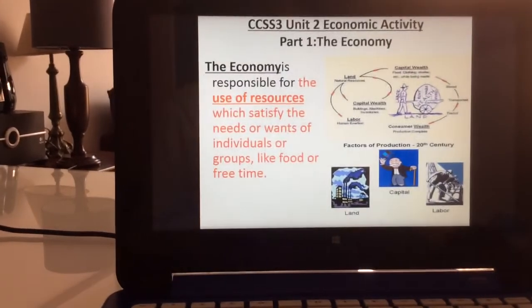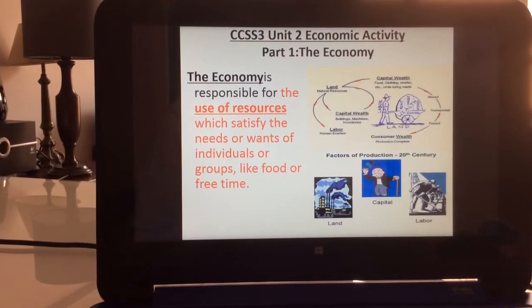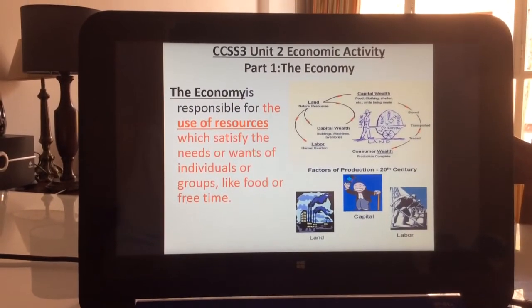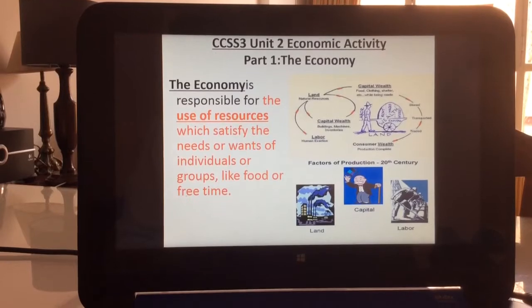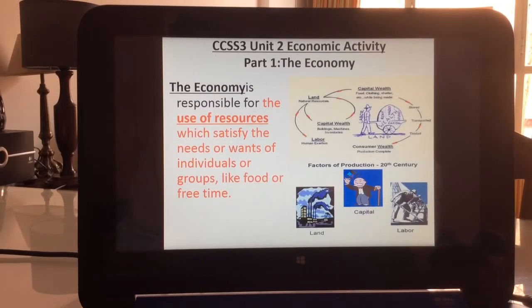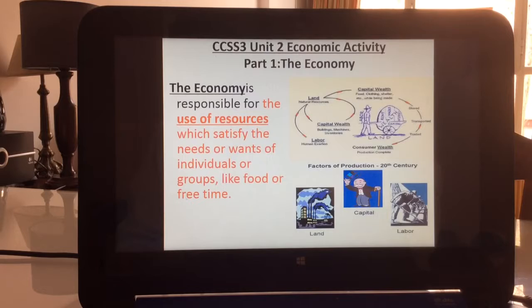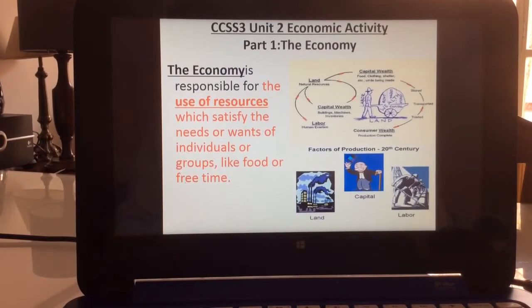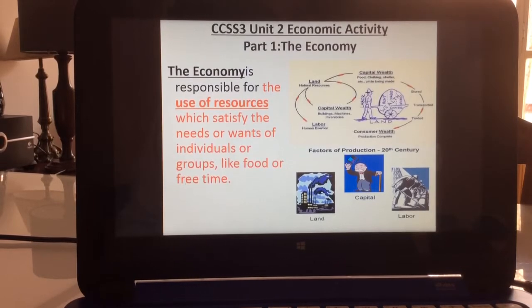All right, first part. The whole first part, part A, is really focused on vocabulary. It's understanding the terminology, okay? So first super important definition is the economy. The economy is responsible for the use of resources which satisfy the needs or wants of individuals or groups, like food or free time. So does this definition mention money? No. We're not necessarily talking about money. There are bartering economies where people trade one kind of good for another, and that's it. Okay? So it's how resources are distributed amongst a community.